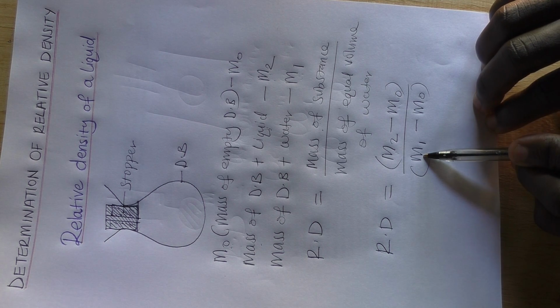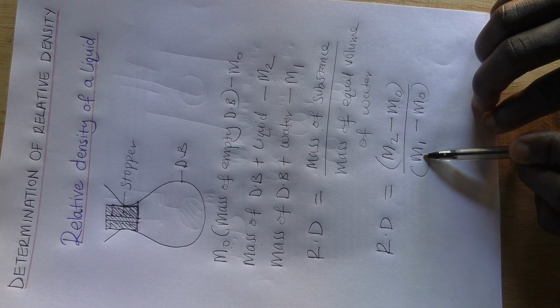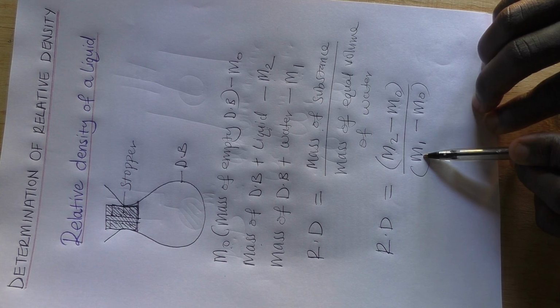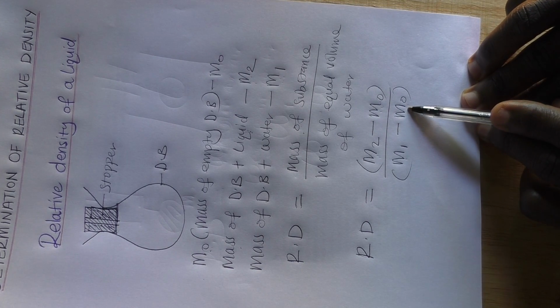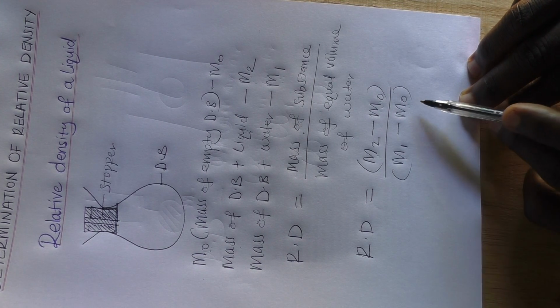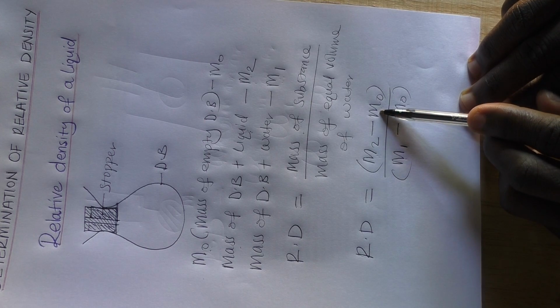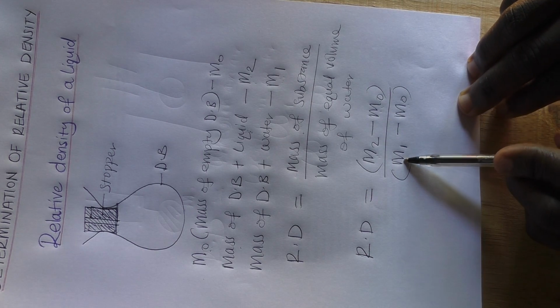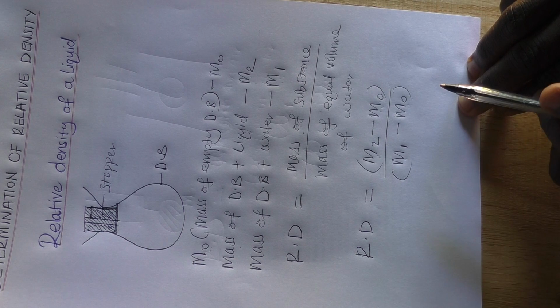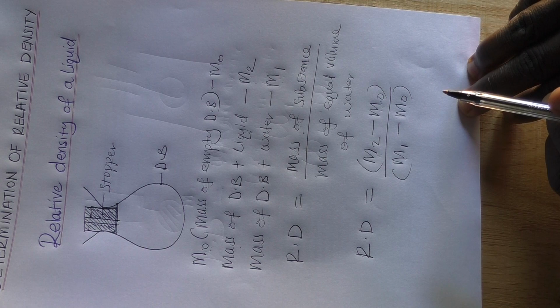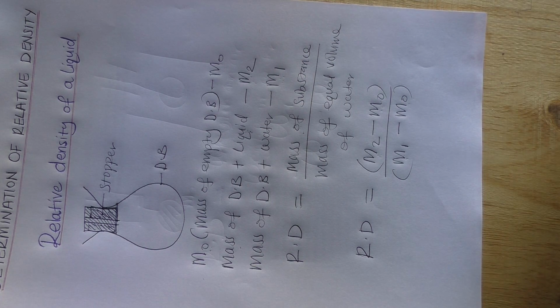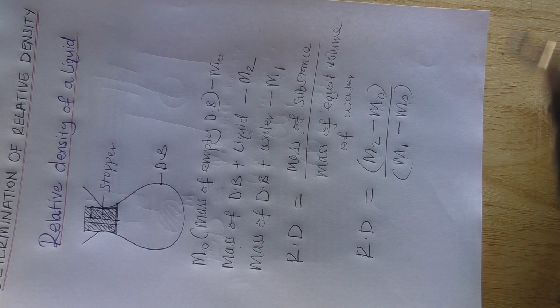The mass of equal volume of water is given by mass of density bottle plus water, that is M1, minus the mass of empty density bottle, M0. Hence, M2 minus M0 over M1 minus M0 gives us the relative density of the liquid. Otherwise, let us look at how we get the relative density of a solid.